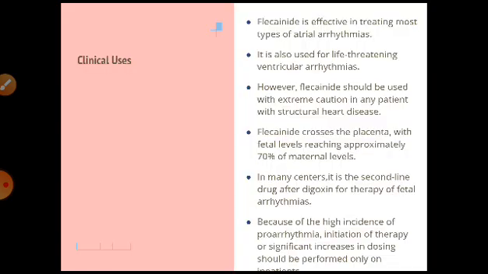Uses: flecainide is effective in treating most types of atrial arrhythmias. It is also used in life-threatening ventricular arrhythmias. It must be used with caution in any patient with structural heart disease. Flecainide crosses the placenta, with the fetal level reaching approximately 70% of the maternal level. In many centers, it is the second line drug after digoxin for therapy of fetal arrhythmias. So this is one of the very good drugs.